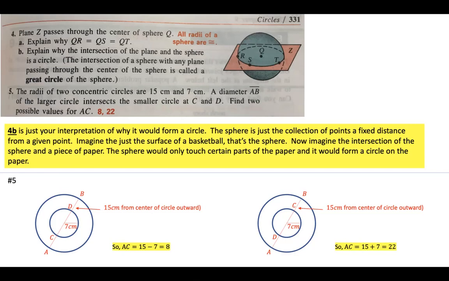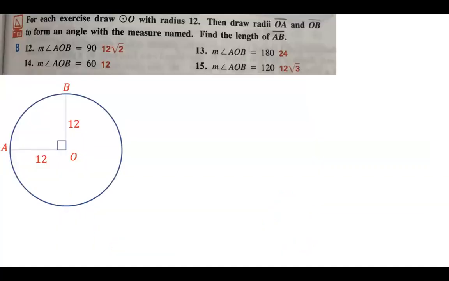I like 5. It's a good question, but you definitely need to take your time and read it slowly and carefully to get to that answer. All right, so 12 through 15, it's basically the same idea. You've got a circle with radius of 12, and then you've got certain angles. So it says angle AOB is 90 degrees. So I have the two radii of 12, and then it says how long is AB.